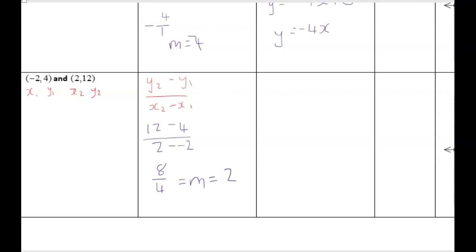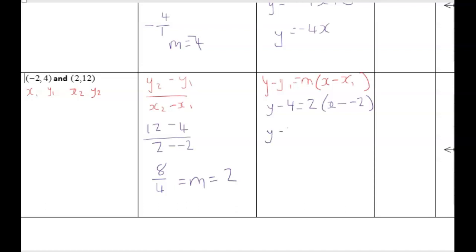All right, now let's do our rule. So I'm going to write that down first. So y minus y1 equals m x minus x1. And we're just going to substitute everything in. So I've got y minus y1, which is 4. And our gradient is 2. And we've got x minus x1, which is -2.